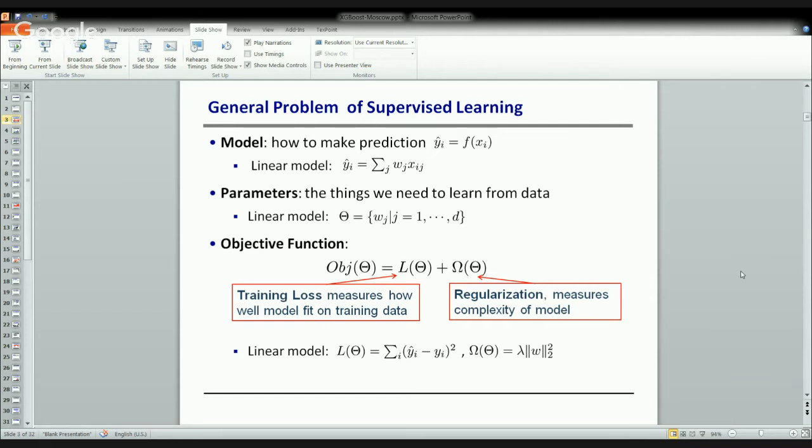There are three basic components of supervised learning. The first component is the model, which tells us, given input, how to make predictions of the output. The second is parameters, which are the things we need to learn from the data. To learn these parameters, we always need to define an objective function, and usually the objective function consists of two parts. The first part is quite intuitive: it is called the training loss.